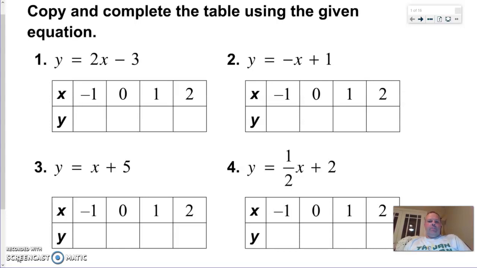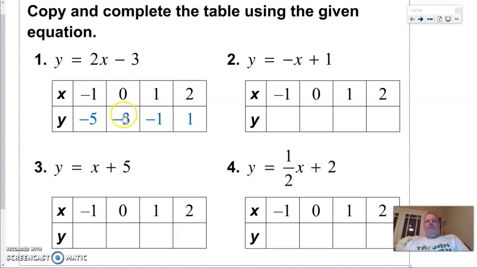This is lesson 13.1, which is graphing linear equations. To start with, this is a warm-up to substitute in the x so that we get y on these. So the first one, if we put in -1, we get -2 minus 3, which gives us -5, and so on. We can put 0 in there, we would get -3. We put 1 in, we would get 2 minus 3. 2 would be 4 minus 3 is 1. We can do the same thing for all of these.